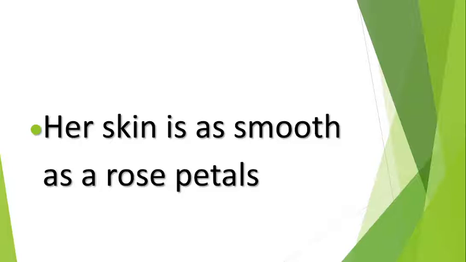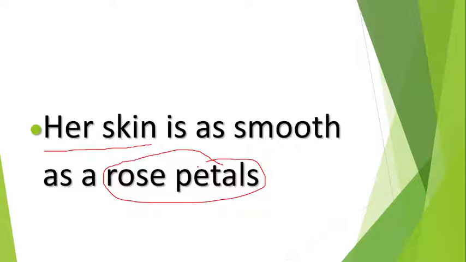Let us have the next one. Her skin is as smooth as rose petals. The skin of the subject is being compared to a rose petal, applying again the imaginative meaning. We all know how smooth a rose petal is. Because of the comparison, we are able to imagine the skin of the subject. It creates vivid pictures in our mind. Again, as was used in comparing.